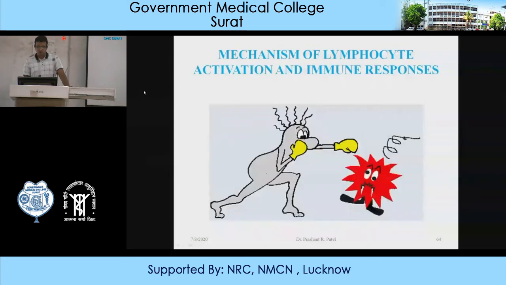Now, what is the mechanism of lymphocyte activation and immune response? Up till now we have only discussed the components or cells of the adaptive immune mechanism: T cell, B cell, T cell receptor complex, antigen presenting cell, MHC molecules, class 1 MHC molecule and class 2 MHC molecule.